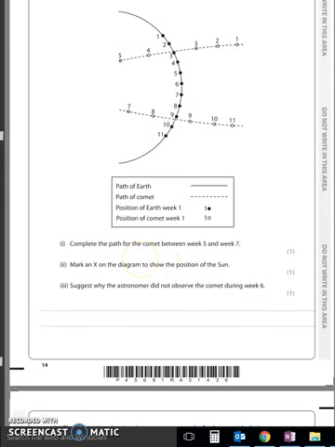Complete the path of the comet between week 5 and 7. So it should continue like that. It's going to be an elliptical orbit.